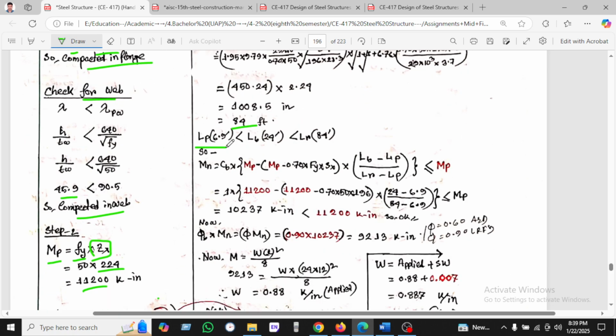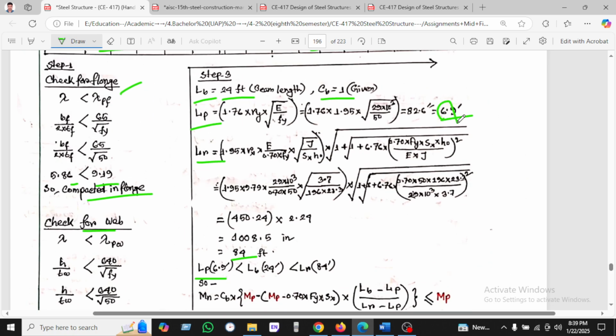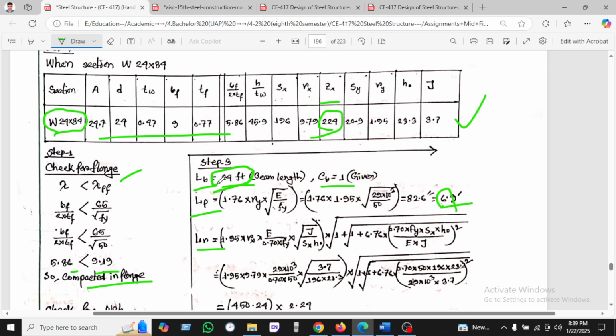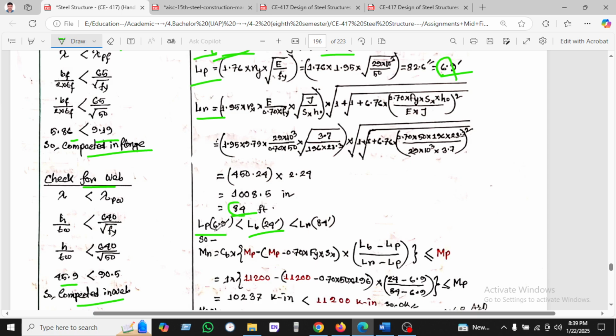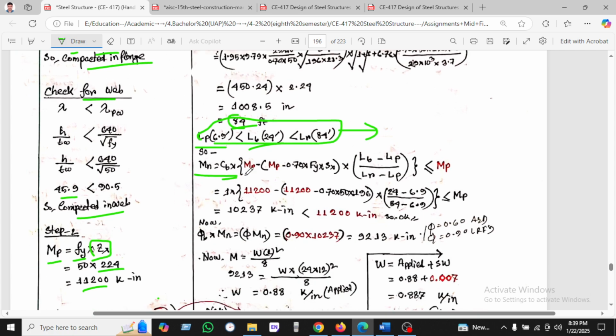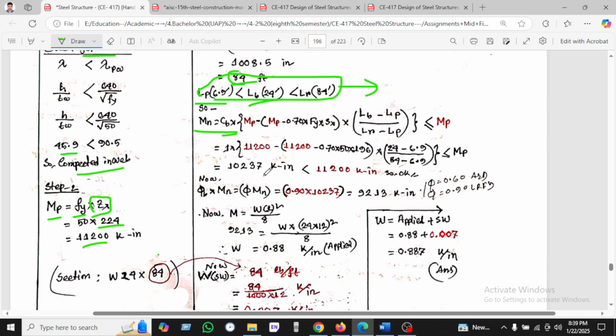So we have seen Lp is 6.9, and that is less than Lb equal to 24, and Lr is 84. So sequentially, if the formula is sequential, then we can use this formula. Otherwise, we can change this formula as per our graph, and found the moment, which is 102,237 kip, which is less than 1120 kip-inch.